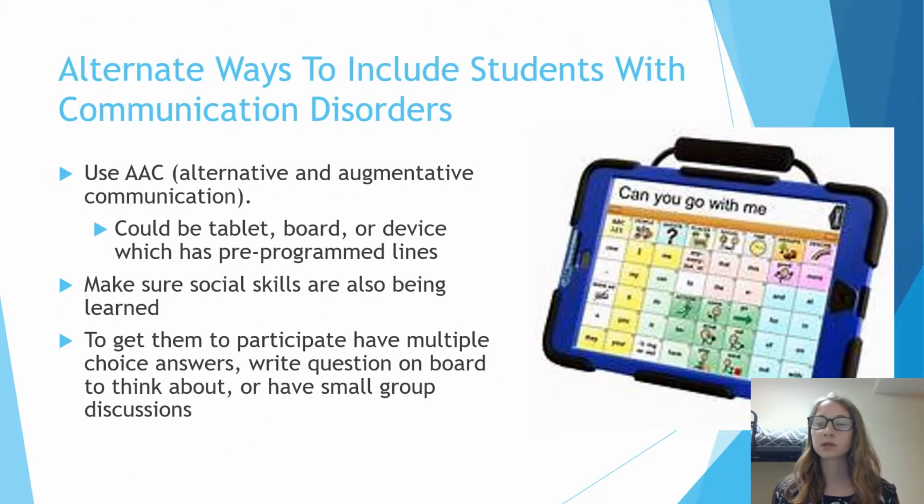Some alternate ways to include students would also include using AAC, or alternative and augmentative communication, and this can be on a tablet, such as the picture, board, or other device, and basically it's got pre-programmed sounds or words, and they can use that to communicate, and that would help improve their social skills. And also, if you vary your answers or the way they can answer questions and give them more time, a lot of times that's super helpful to them.